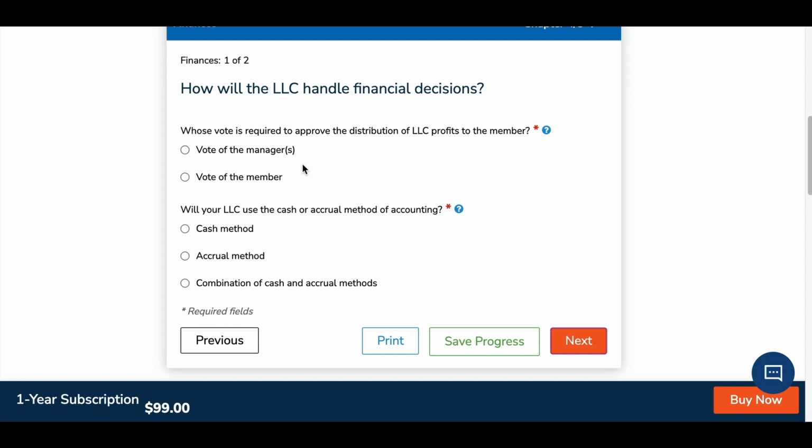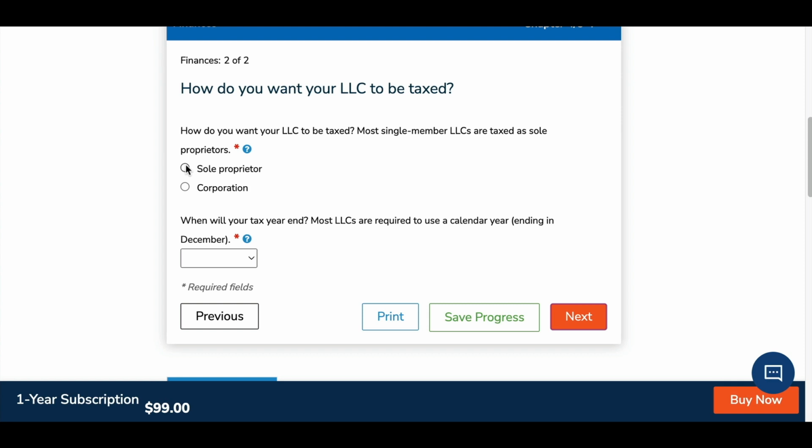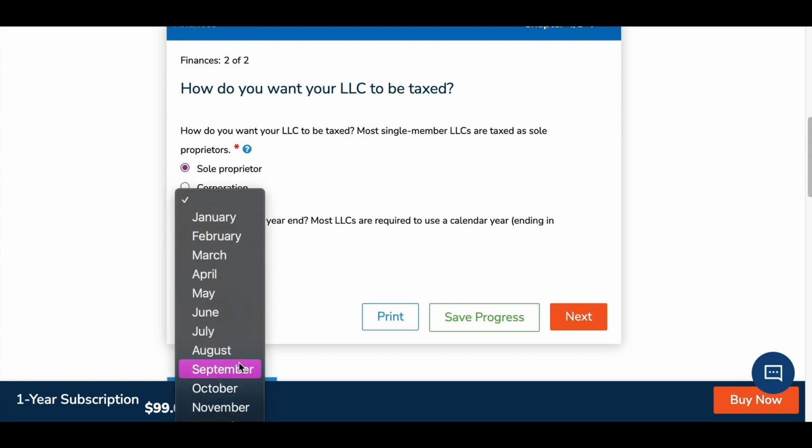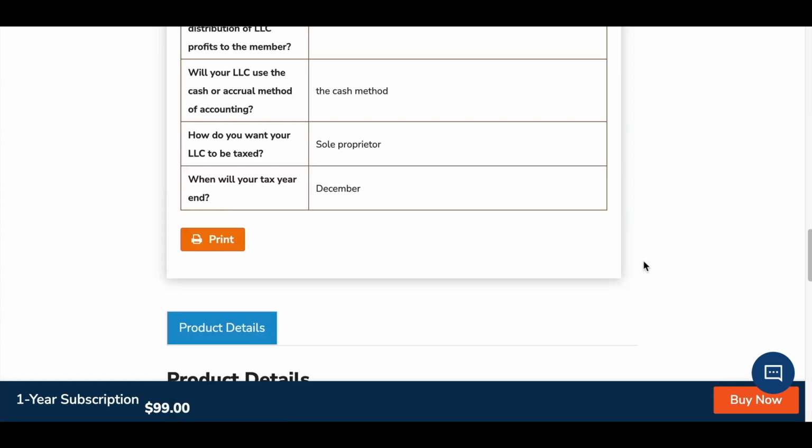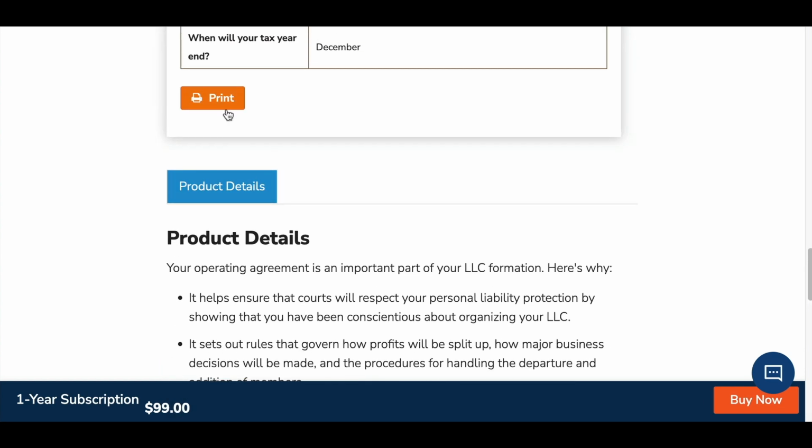How will the LLC handle financial decisions? What vote is required to approve distribution of LLC profits to the member? Will the LLC use cash or accrual? Cash. Taxed as a sole proprietor. Ending in December. So I think then to print it, you have to pay money.